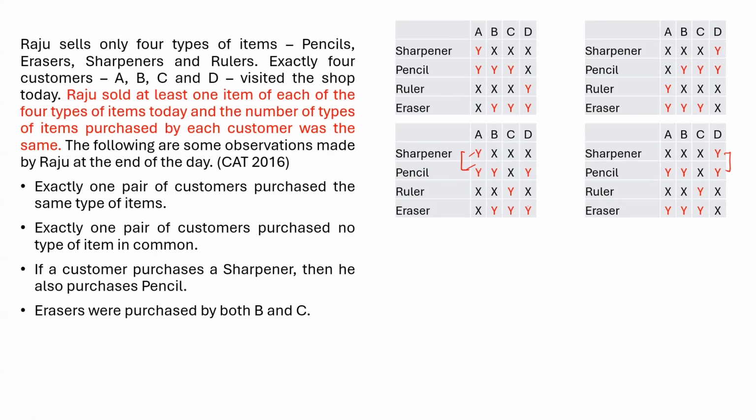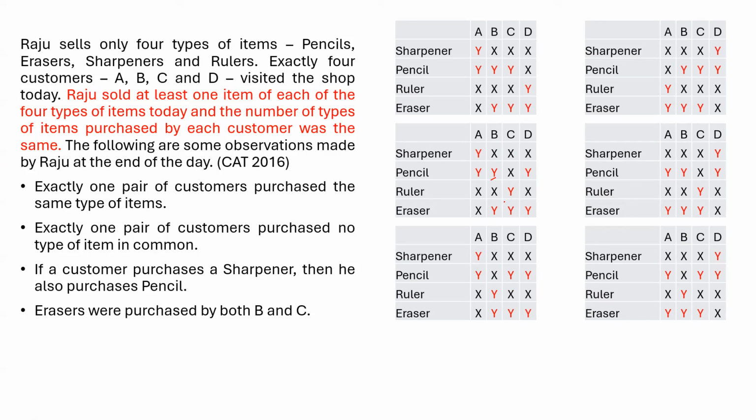So there will be one more case now. Here it was B is pencil and eraser, whereas here B is ruler and eraser. And here C is ruler and eraser, and here C has become pencil and eraser, right? Everything else remains the same. I have interchanged D here as well. So there are these 6 cases which are now possible.